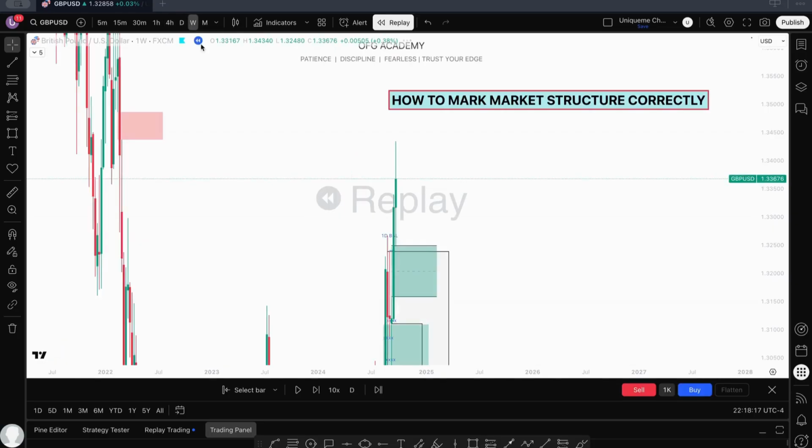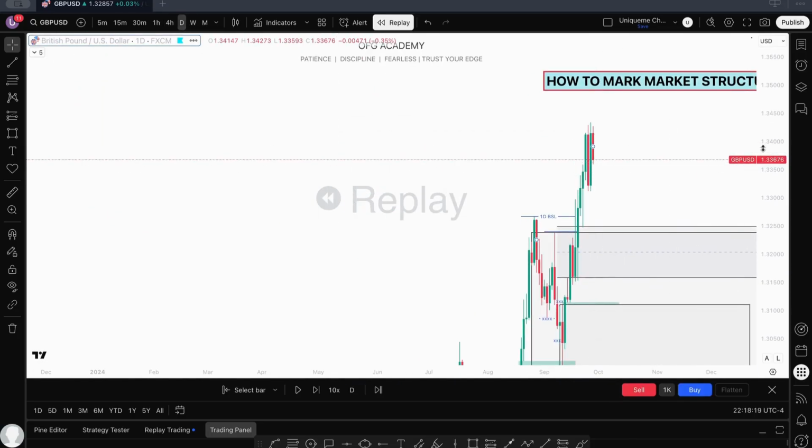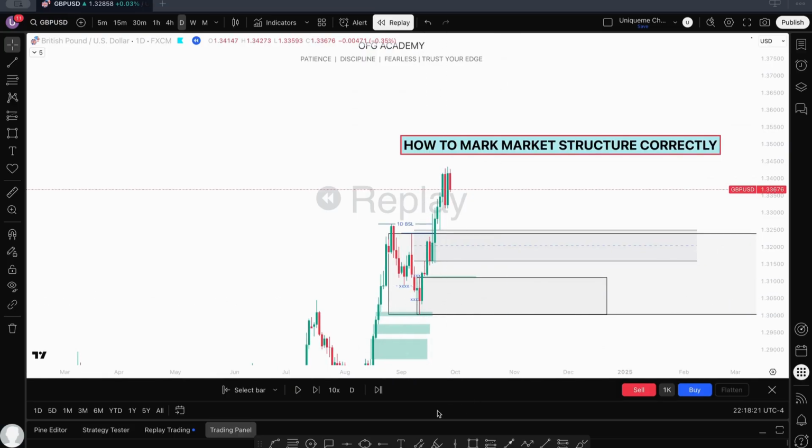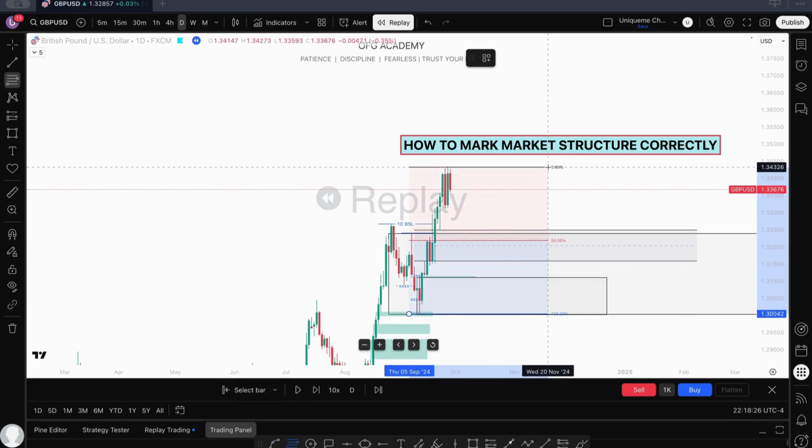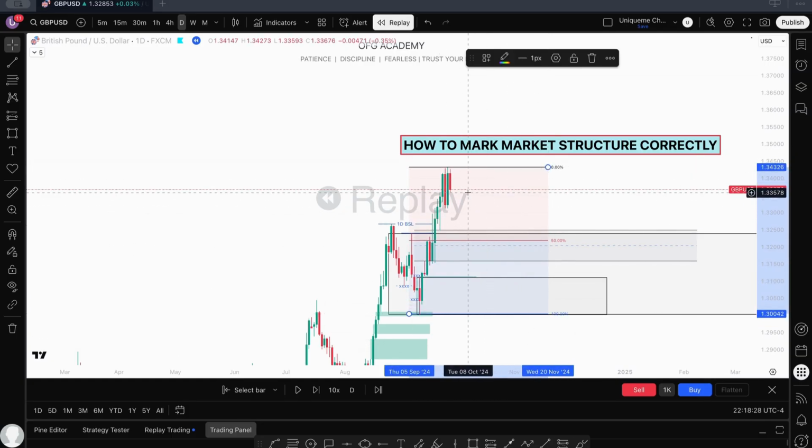Now, if I use my Fibonacci on the daily time frame, right, this is the last swing point, right? If I check my 4 hours, it's still the same thing. From the high to the low, it's showing me that I'm in premium.